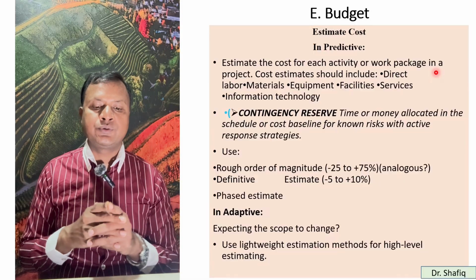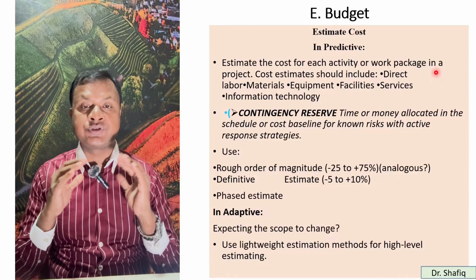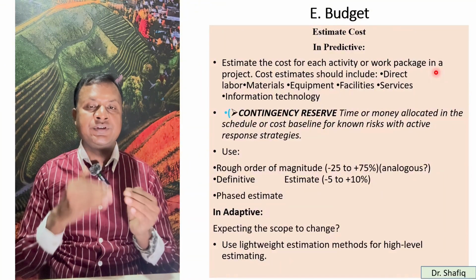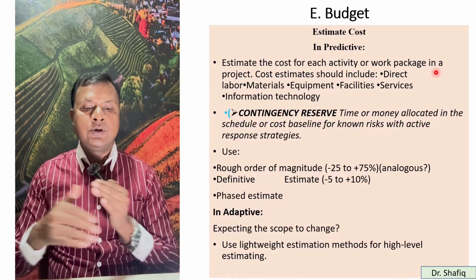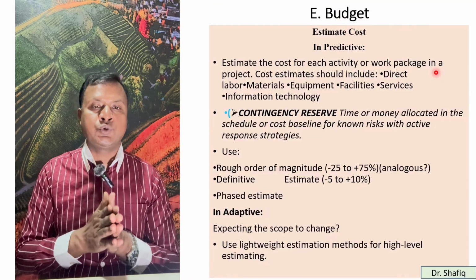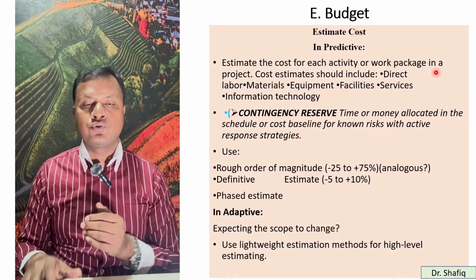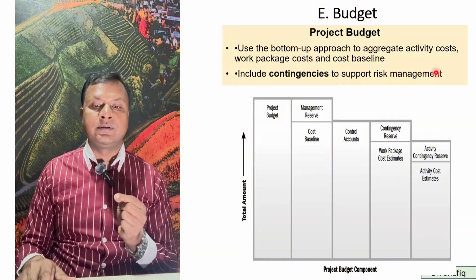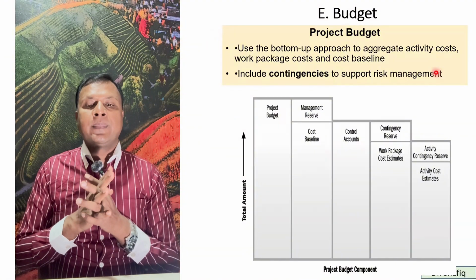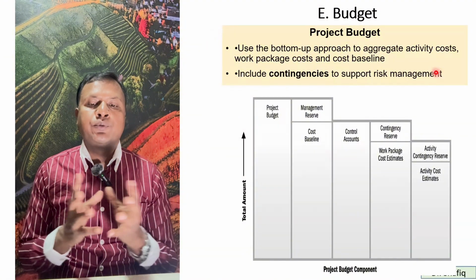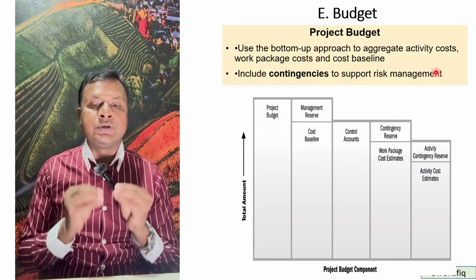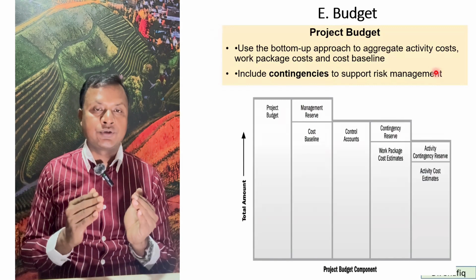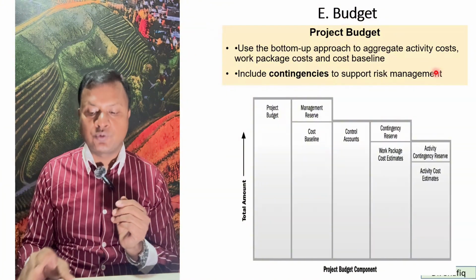In the adaptive approach, we actually expect the scope to change. In adaptive, we always change, we embrace changes. So for each iteration, each sprint, we have to decide based on the stories and features. So we should use lightweight estimation methods for high-level estimating. And how will the project budget be done? We should use the bottom-up approach to aggregate activity cost, work package cost, and cost baseline.